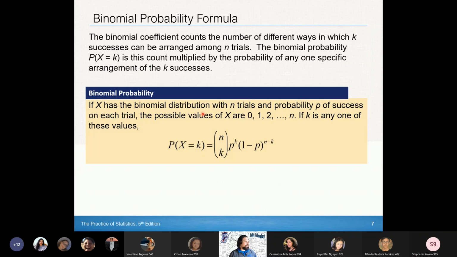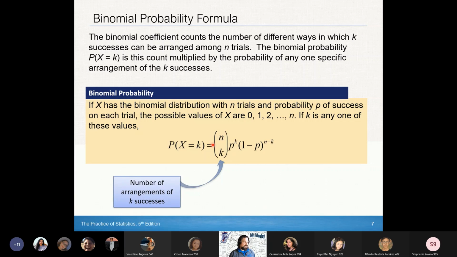If x has the binomial distribution with n trials and probability p of success on each trial, the possible values of x are 0, 1, 2, through n. If k is any one of these values, the probability of x equaling k is equal to n choose k times the probability of success, p, to the power of k successes, times the probability of failure, 1 minus p, to the power of the number of failures, n minus k.